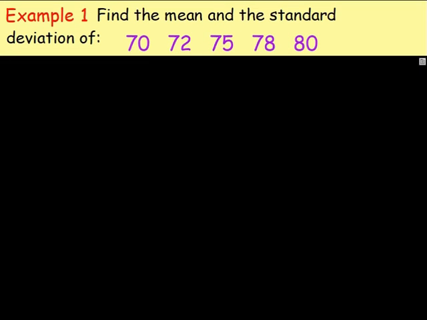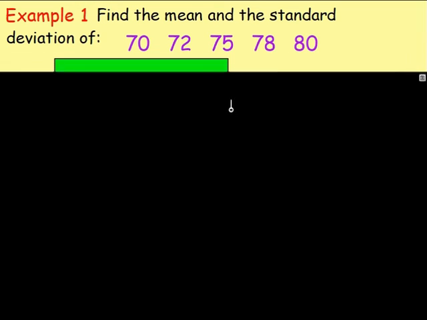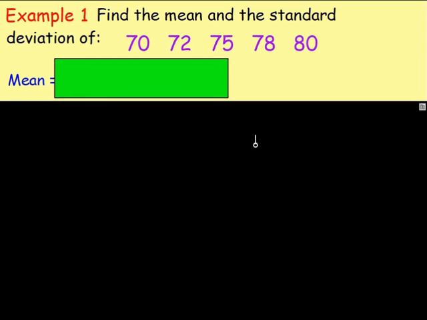Example 1. Find the mean and standard deviation of these numbers here: 70, 72, 75, 78 and 80. I have not told you what they are. I've not told you their heights of plants or shoe sizes of giants. Just these numbers. Let's forget the units and just work out the mean and standard deviation. First thing we need to do is work out the mean. What represents the mean in this question? X bar.